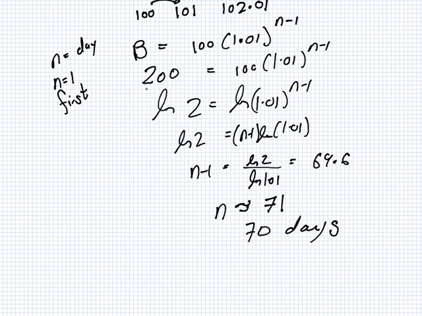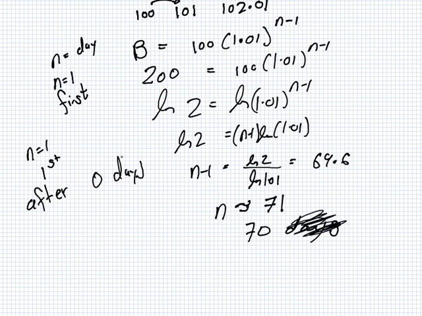Why is it 70 days and not 71? Because, for example, when n equals 1, that's the first day, which means that's after 0 days have passed. If it's the first day, you're at the beginning, no days have passed. Oh, sorry, these are months. Yeah, thank you. Sorry, these are months.